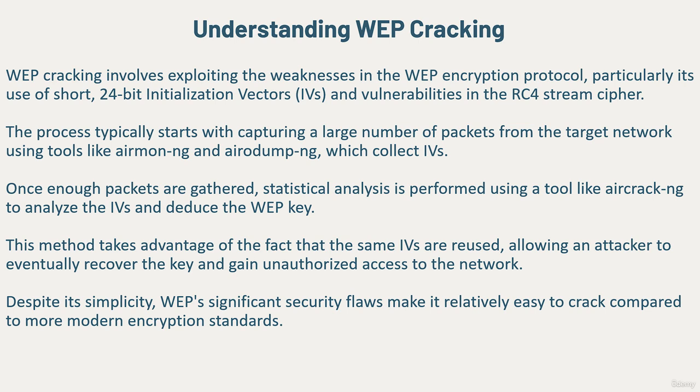And the CRC32 weaknesses: CRC32, which is used by WEP for data integrity, is not cryptographically secure and can be manipulated by attackers to alter the data without any detection. So in summary, while WEP was a step towards securing wireless networks, its encryption, methodology, and key management were flawed, leading to its eventual replacement by more secure protocols.